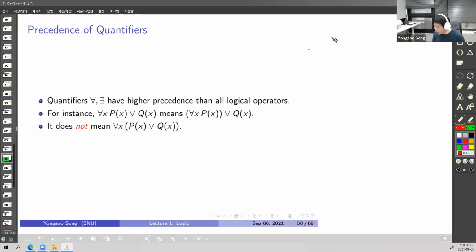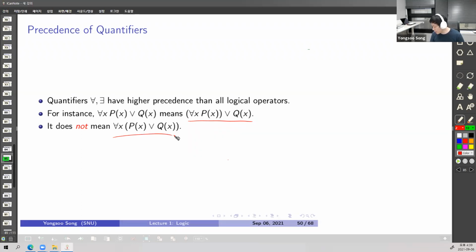Sorry for the trouble. Okay, so these quantifiers have a higher precedence than the other logical operators, meaning that you should take these quantifiers first in the compound proposition. For instance, for ∀x P(x) ∨ Q(x), it means this proposition, not this one.